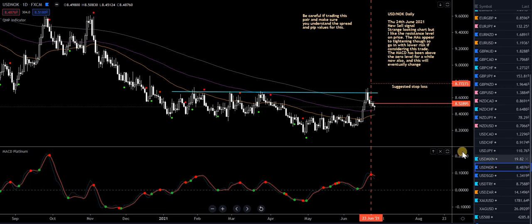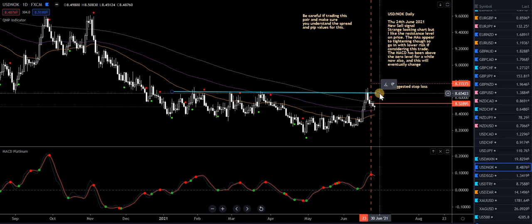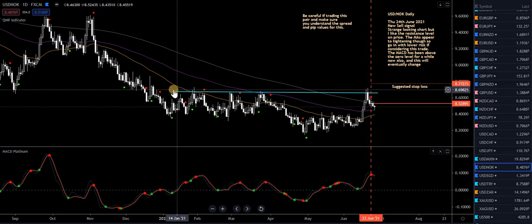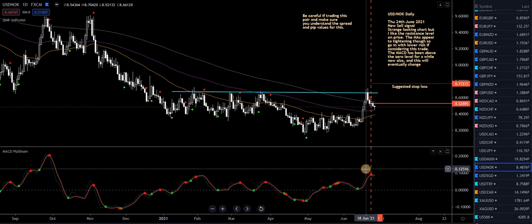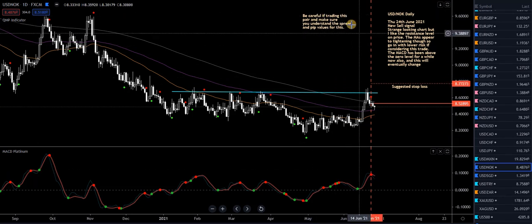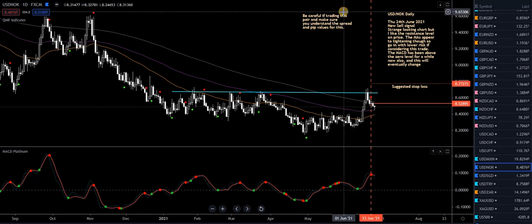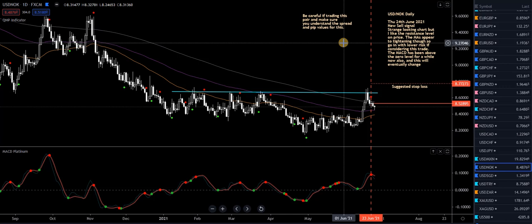USD Norwegian krone, I believe it is. Sell signal here. Nice sort of support level up here. Price couldn't break these previous highs. Sell, MACD Platinum up to the zero level. Again, make sure you understand the spread and the pip values for this. A little bit different than normal pairs. This thing can move thousands of pips, but the pips are worth very little.